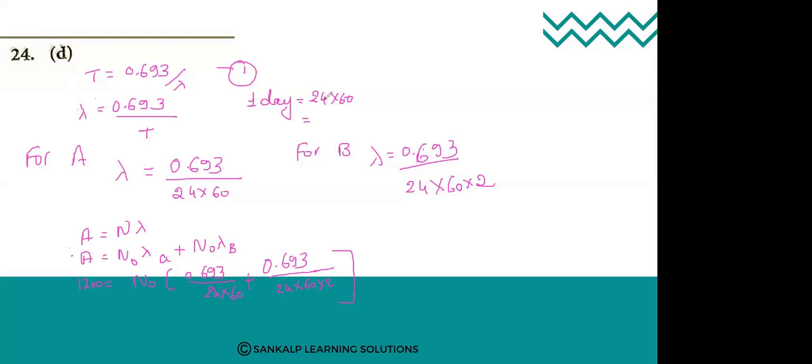So taking N naught outside, lambda A value and lambda B value we have. Further simplification you need to do here, students. How to simplify this one? If you have any doubt till here, ask, otherwise further simplification you can try. Simplify and check what answer you will get. Inside the bracket you need to take LCM. Yes, try this one further.